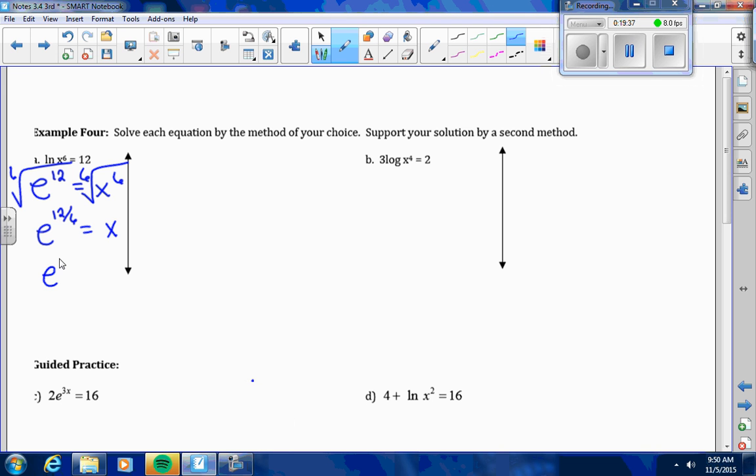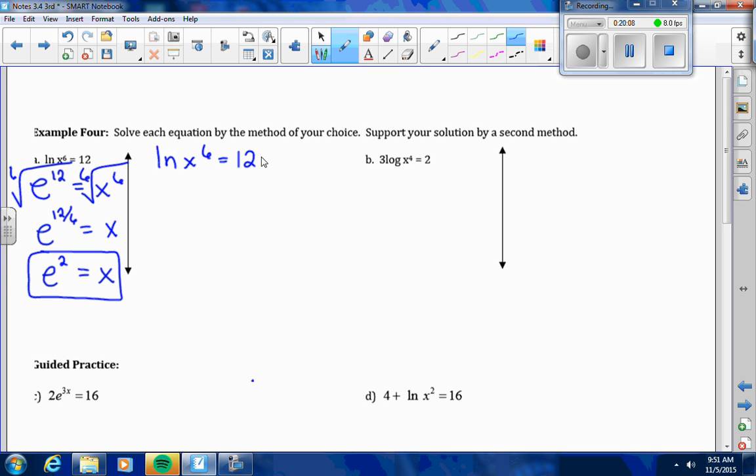e squared equals x. There it is. That's our answer. That is awesome, isn't it? Math is awesome. Yeah? No? All right. Now, I said there's another way of solving it. There's another method. So let's look and see what that other method might be.